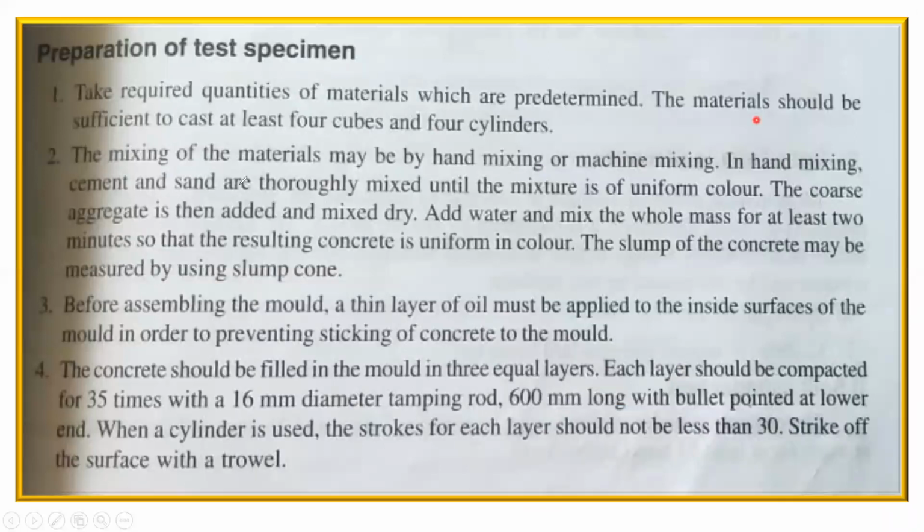So it's very simple. First is take required quantities of materials which are predetermined. The material should be sufficient to cast at least 4 cubes and 4 cylinders. Forget about the cylinder. We'll try to do only for the cube. If you're using a cylinder, you can do that. What do you mean by this?